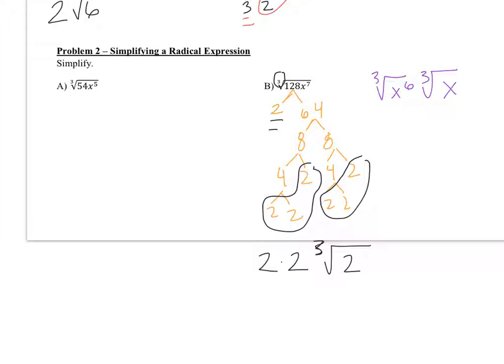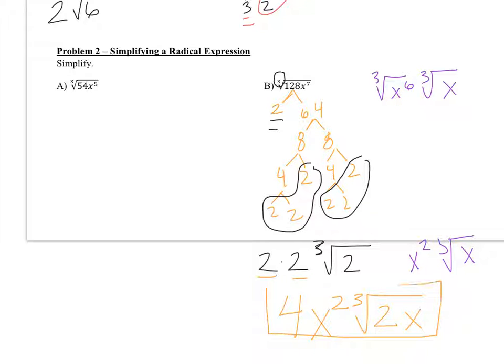Now, when I do that, you should notice that 6 plus 1 is 7, so that's why I broke it up. The reason I did this is because now I see that when I break this up, this would give me x squared, because there's 2 groups of 3 in there, and the cubic root of x. So if I write my whole answer all together, 2 times 2 is 4, and then I have x squared, and then I still have a cubic root of 2 and x. That right there would be my final answer.